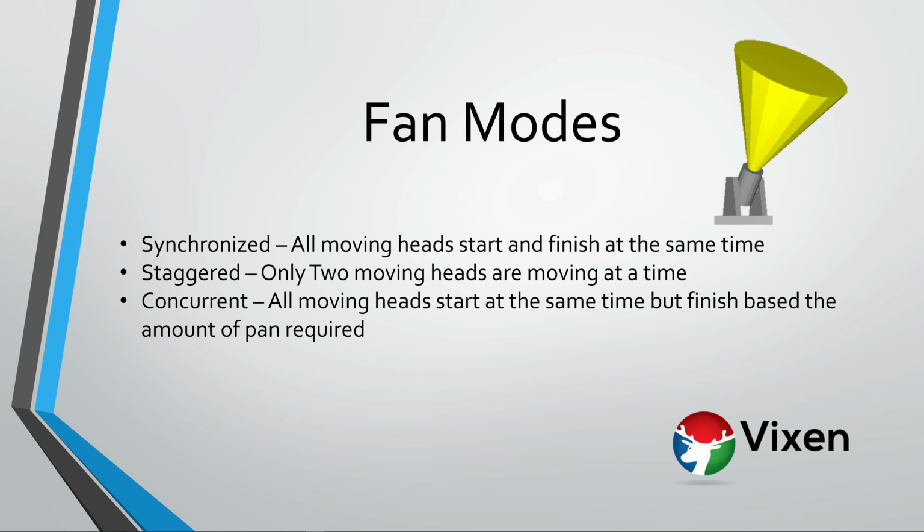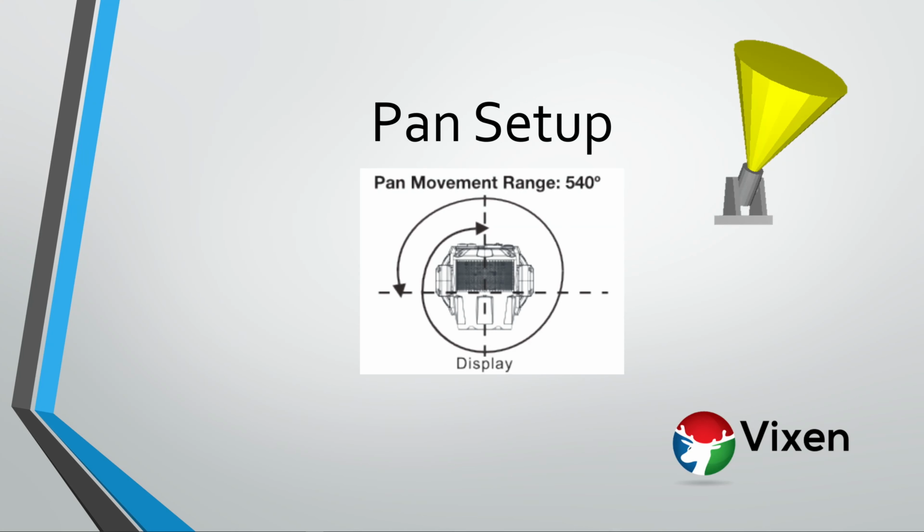This is the default. All moving heads start and finish at the same time. The second mode is Staggered. Only 2 moving heads are moving at a time. The last is Concurrent. All moving heads start at the same time, but finish based on the amount of pan required.